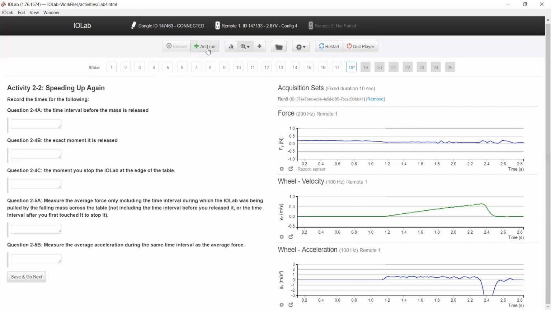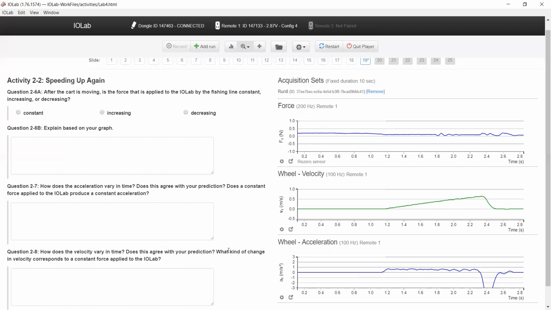To do the average, you can just use this one and be clear about the reason they were asking: just when the IOLab was being pulled by the mass there. Then you can write the answers. I'm not writing it, but you have to write it. Do not click save and go next before writing. It will be a problem. So save and go next, and then it's more of analysis.